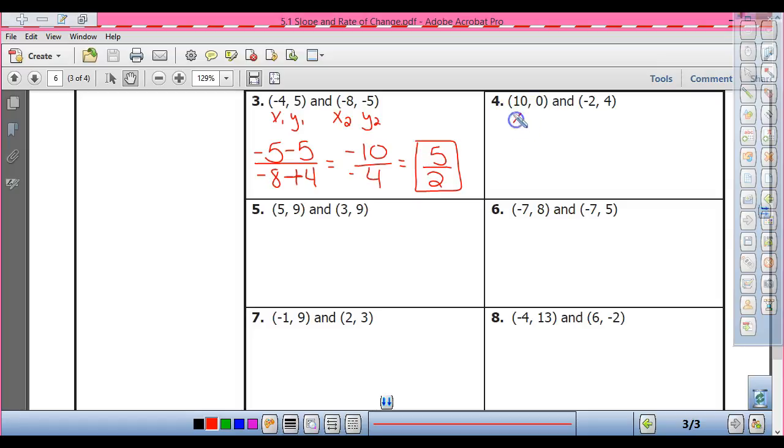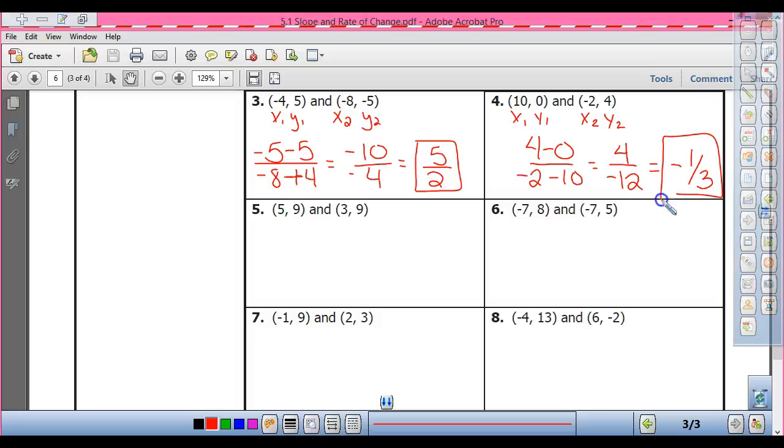Okay? Label your next one. x1, y1, x2, y2. Trey, what's going on top? 4 minus 0. Cynthia, what's going on bottom? Negative 10. Very good. So on top we have 4 over negative 12, which gives me negative 1/3. You guys do 5 to 6 right now.